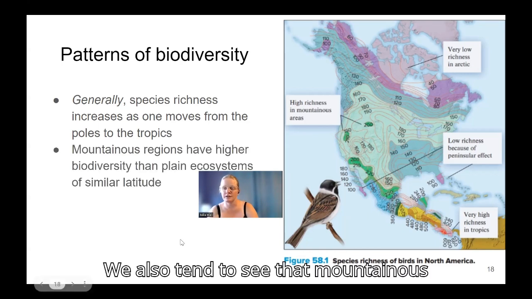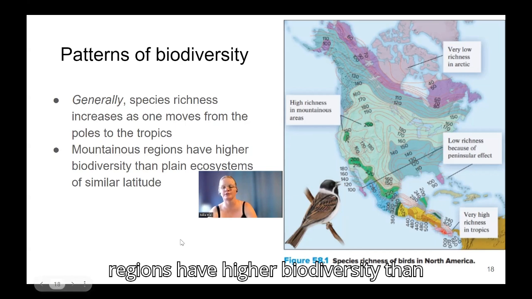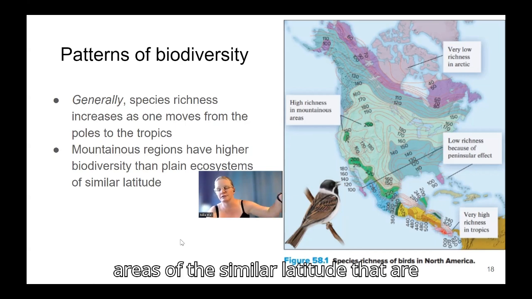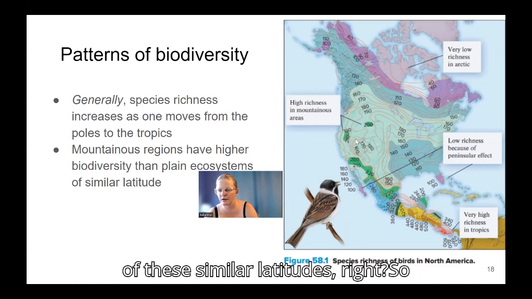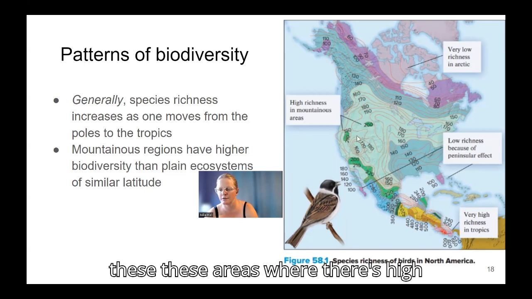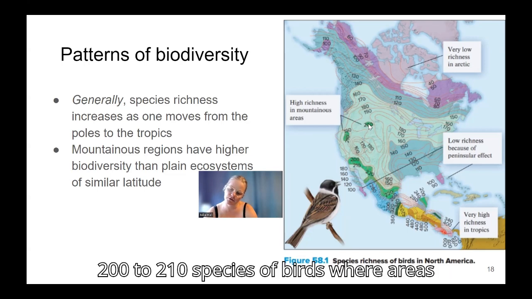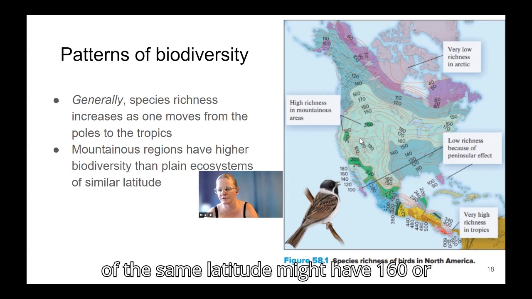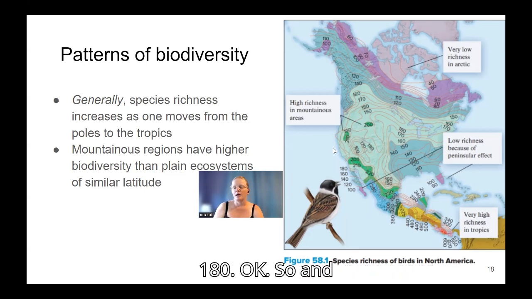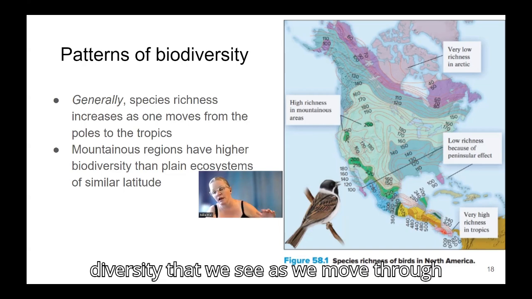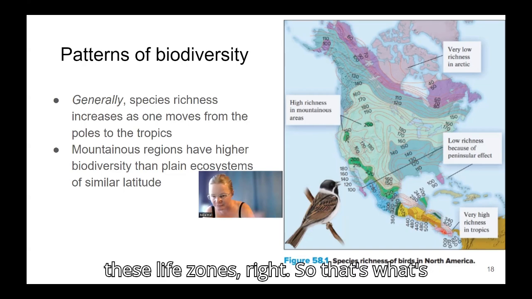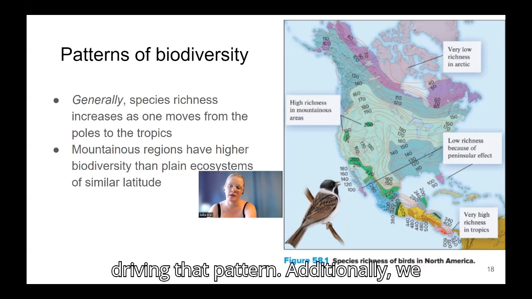We also tend to see that mountainous regions have higher biodiversity than areas of similar latitude that are flat. If we look here, we can see that of these similar latitudes, the areas where there are high mountains are going to have between about 200 to 210 species of birds, where areas of the same latitude might have 160 or 180. Again, just think about that ecosystem diversity that we see as we move through these life zones. That's what's driving that pattern.